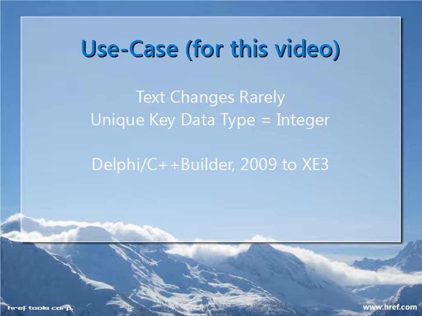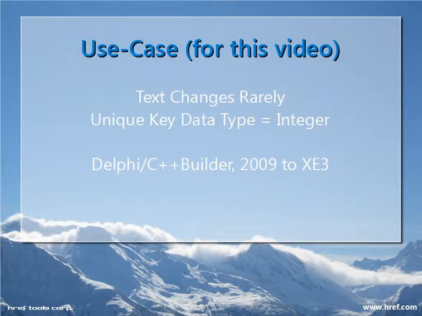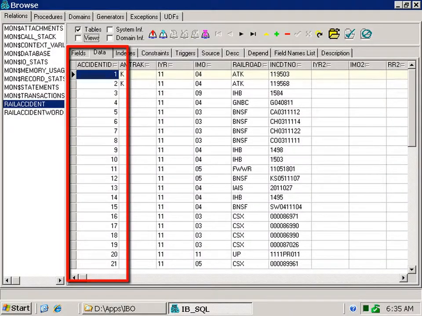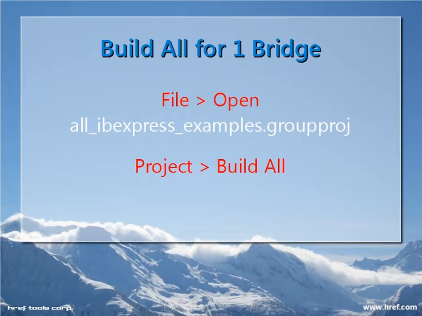This training session focuses on the use case where the text data to be indexed changes rarely. For example, the U.S. rail accident database is updated only 4 times per year. As always with Rubicon, for indexing purposes, each record requires a unique integer key. Certain vocabulary words are used in Rubicon in a special way. These 3 are worth memorizing: text, words, and make. Let's jump into Delphi now and build all demos for the IB Express bridge.